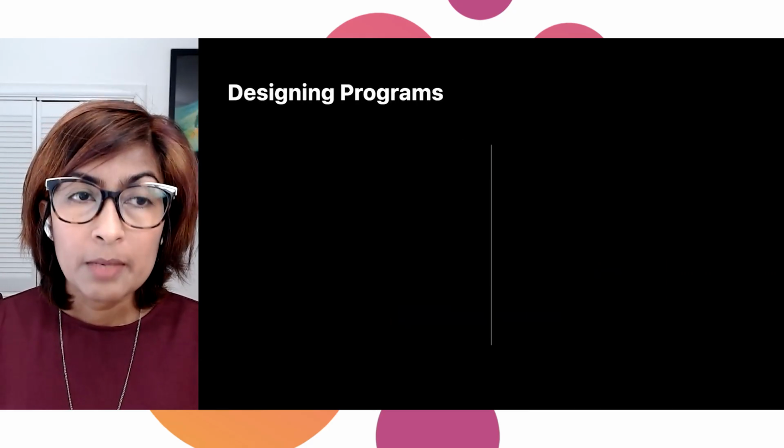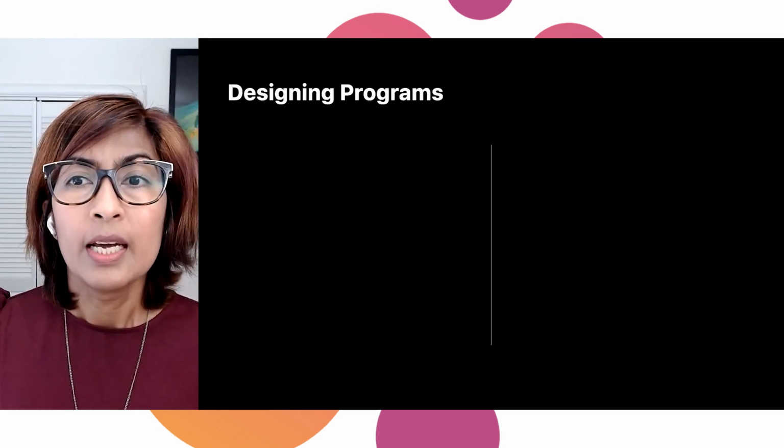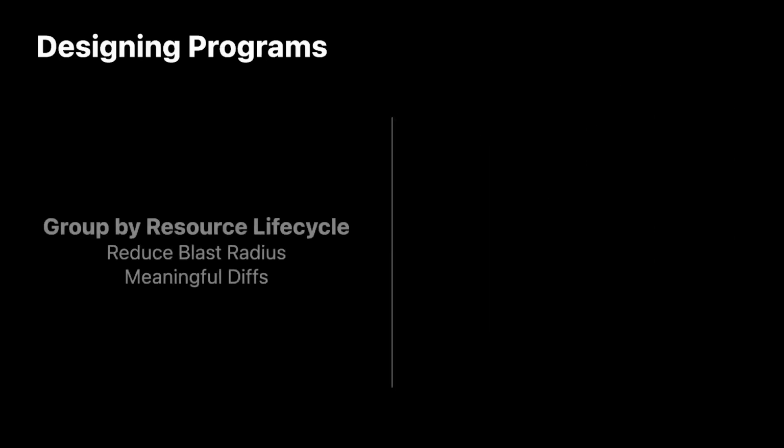Our team came up with a few strategies that added to developer productivity related to designing Pulumi programs. The first recommendation is to group things with a similar lifecycle together. If the service architecture has both resources that are frequently updated and resources that are rarely updated, they should be grouped into programs accordingly. This reduces the blast radius if an update goes in an unexpected way.